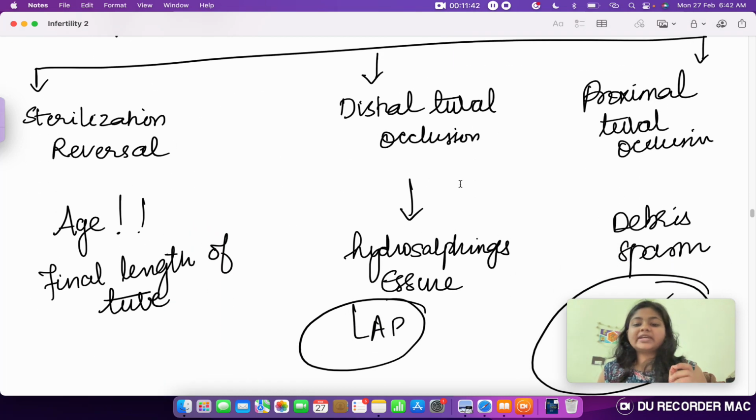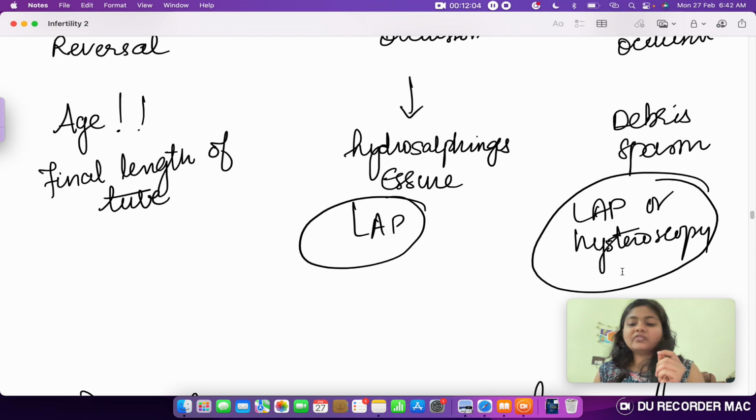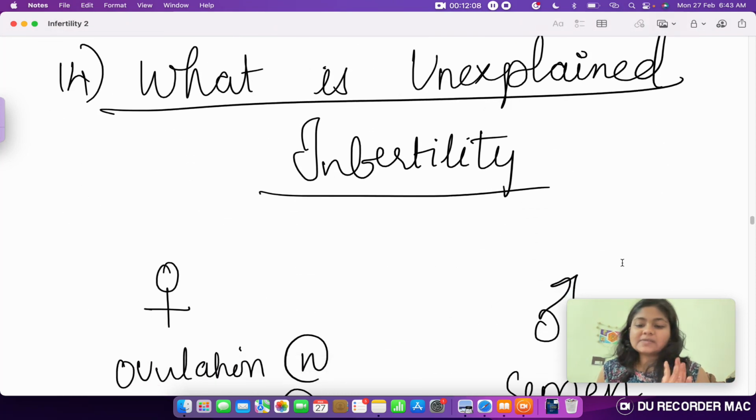Distal tubal occlusion, like patient having hydrosalpinges or any issue or like the coil-like thing that gets fixed in the fallopian tube, fibrosis all has happened. You can do laparoscopic surgery, excision, and neosalpingostomy. Proximal tubal occlusion, like debris or spasm, all these can be overcome with the help of laparoscopy or with the help of hysteroscopy. Last point is about unexplained infertility.